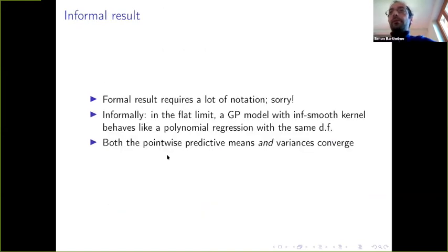Okay, so I now have all the elements I need to state my results, but I can't state it formally because there's too much notation, and I think it's more understandable stated informally. So informally, here's a result. If you have an infinitely smooth kernel, the Gaussian, for example, a Gaussian process fit is going to behave essentially like a polynomial regression with the same degrees of freedom in the limit. Taking epsilon to 0, you're doing the same as a polynomial regression with the same degrees of freedom. And the degrees of freedom in a polynomial regression is essentially how many monomials you pick.